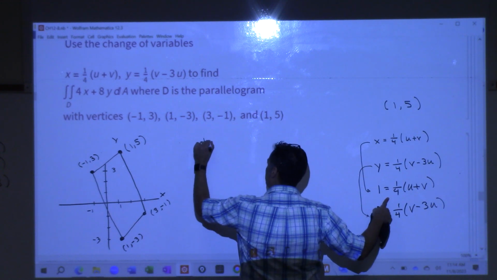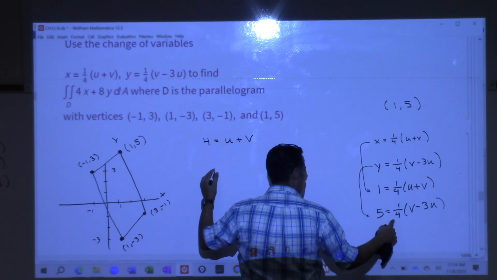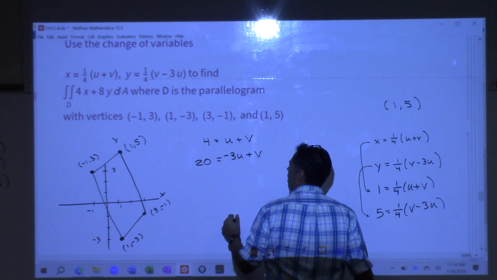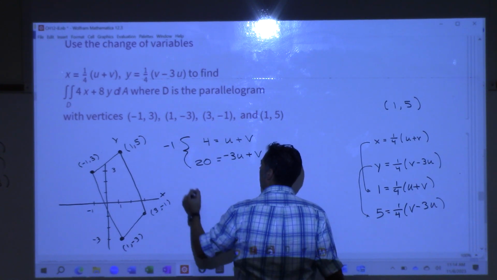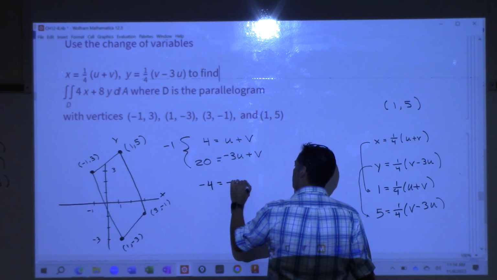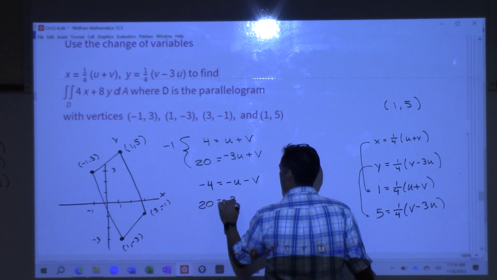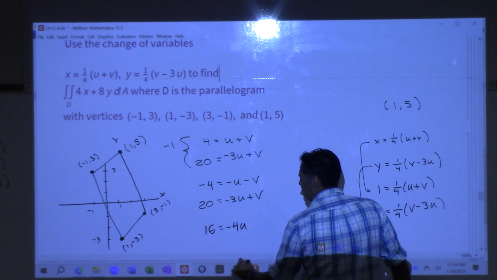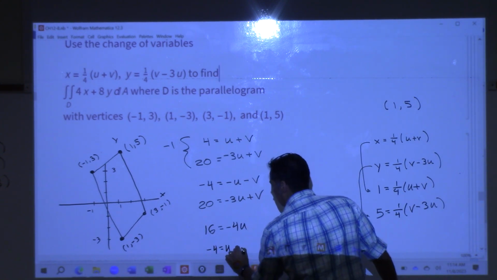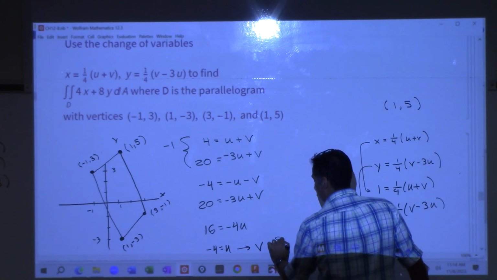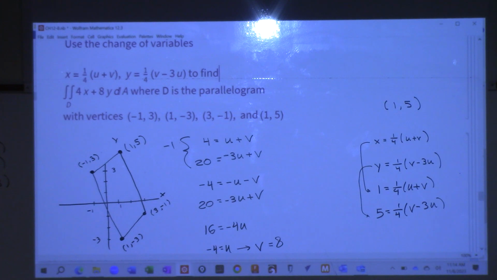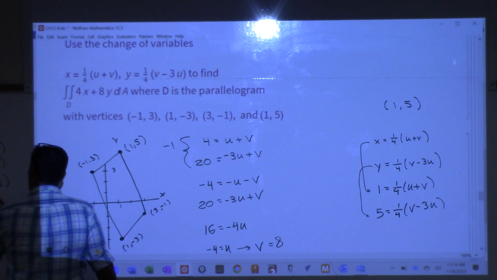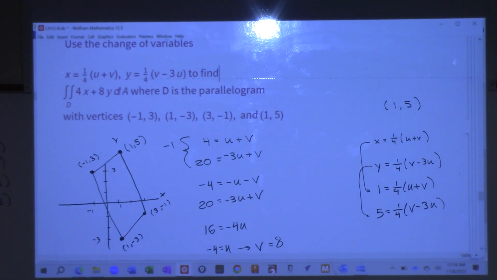All right, 4 equals u plus v. And then 20 equals -3u plus v. All right, I'm going to multiply both by -1 again. -4 equals -u minus v. 20 equals -3u plus v. Add down, you get 16 equals -4u. You get -4 equals u, which means v is 8. I went quick there, but -4, 8. Okay, there we go. Got it?